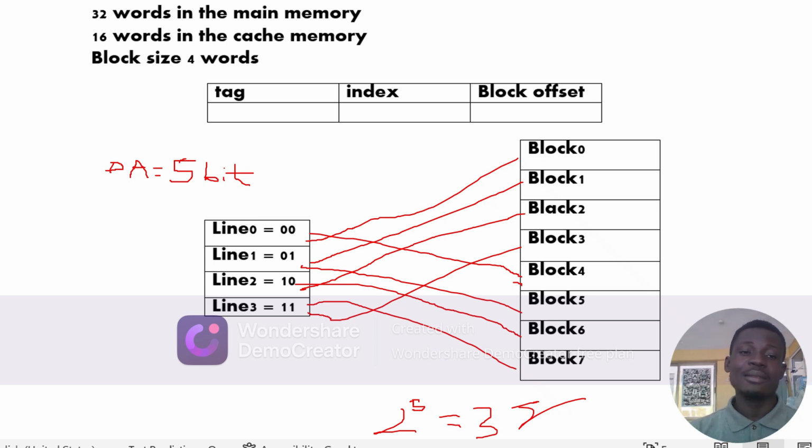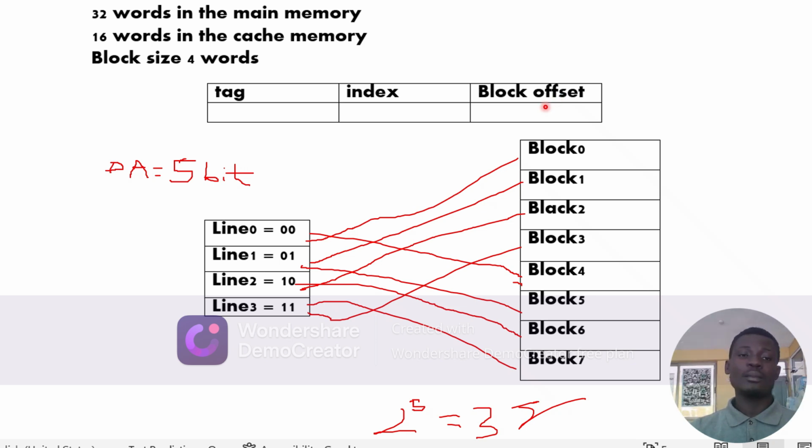The total bits it will need is 5 bits, and these 5 bits are divided among the tag, the index, and the block offset. We will explain the tag, the index, and the block offset so you get the understanding, and how we are going to split them.